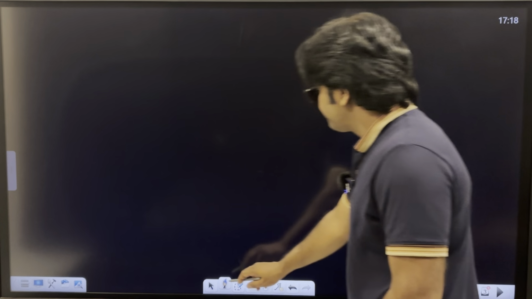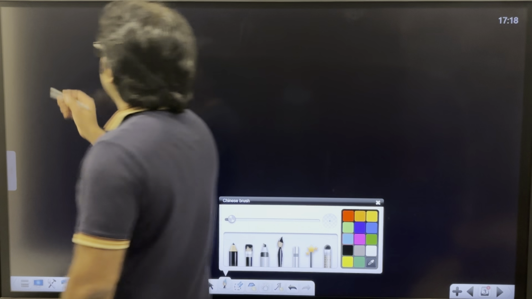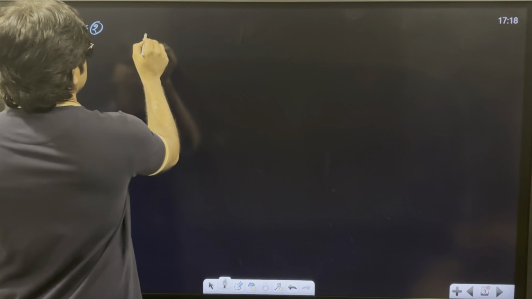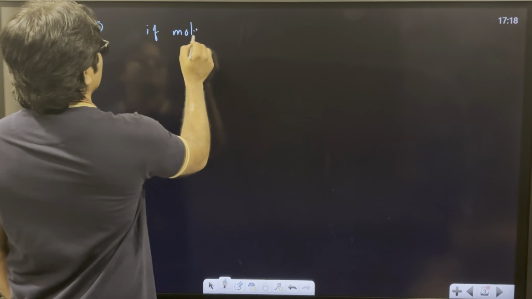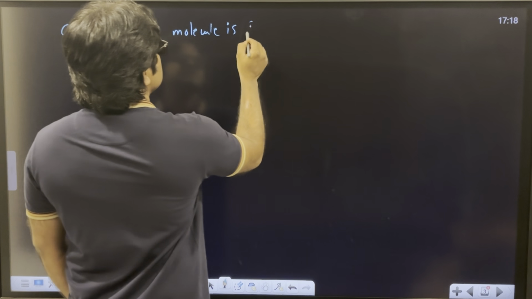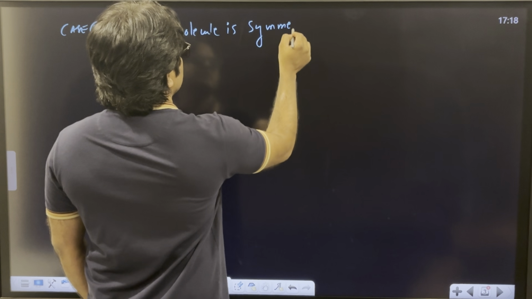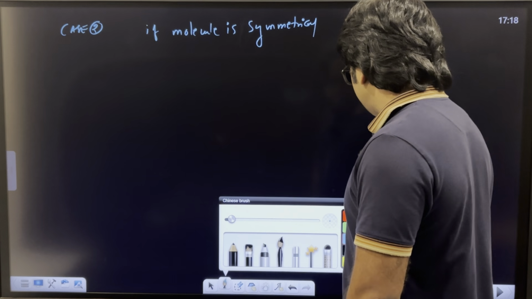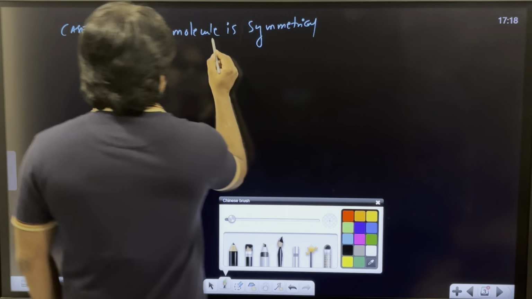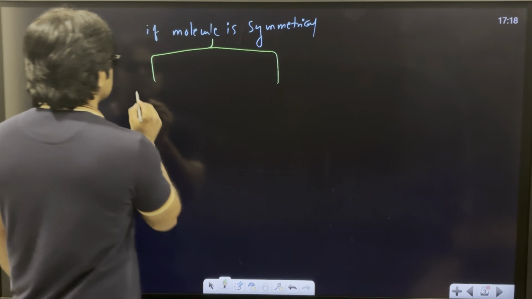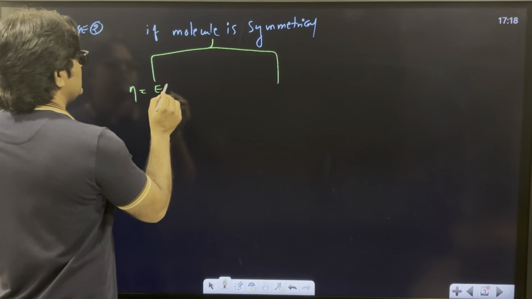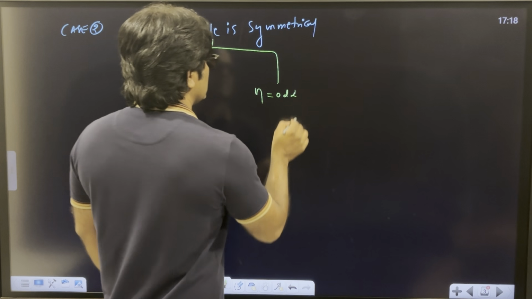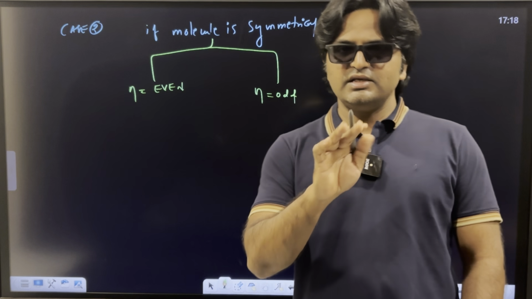And what is case 2? Come to case 2. Second case, if the molecule is symmetrical, then what is the situation? Here two cases are there. For example, the number of segments is even or the number of segments is odd. First case, number of segments equals even, or n value equals odd. These are the two different cases if your molecule is a symmetrical molecule.